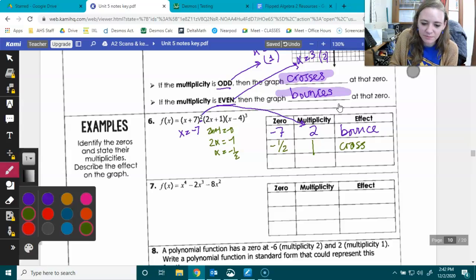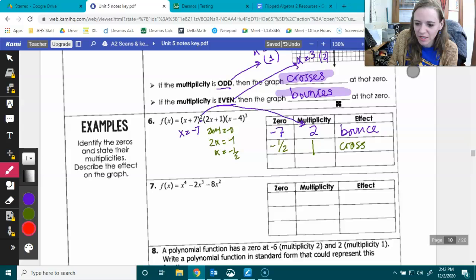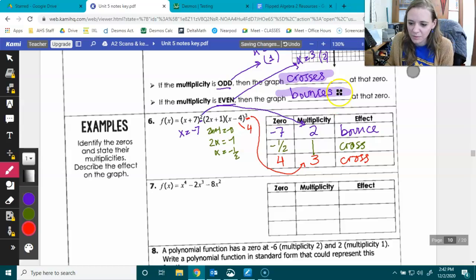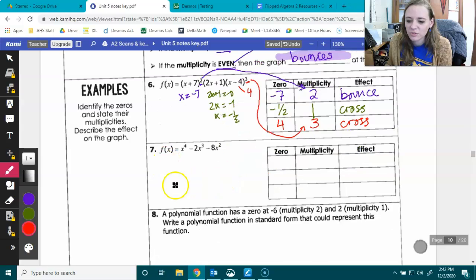Okay, the last one. X. What value would make this a 0? So the opposite of minus 4, this would have to be a positive 4. So that's my other 0. It's positive 4. Now I have an exponent, and the exponent is my multiplicity. And since it's odd, it's going to cross. Not going to bounce, it's going to cross. Okay? All right. Why don't you try number 7?